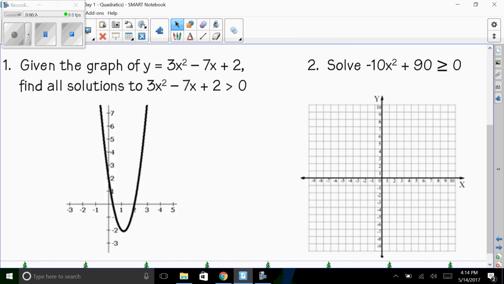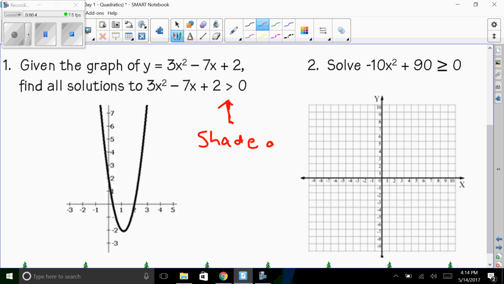All right, first thing we're going to look at is this symbol right here. It tells us some information. It tells us that it's going to be shaded above because it's greater than, and that it is going to have open circles because it's greater than. If it was equal to, it'd be closed circles. All right.